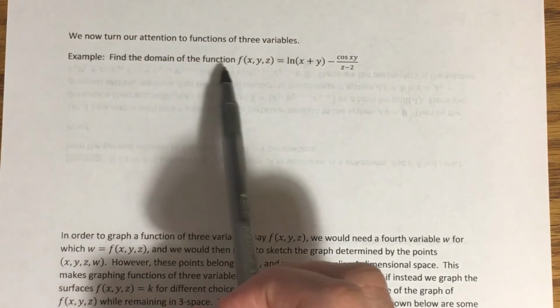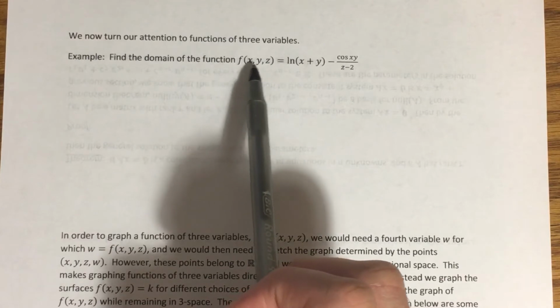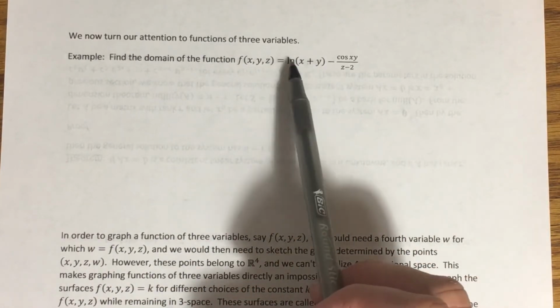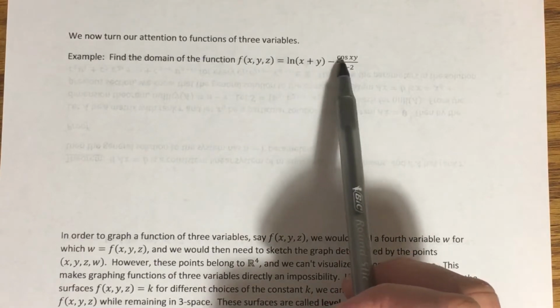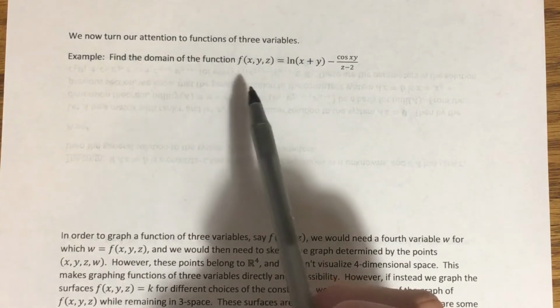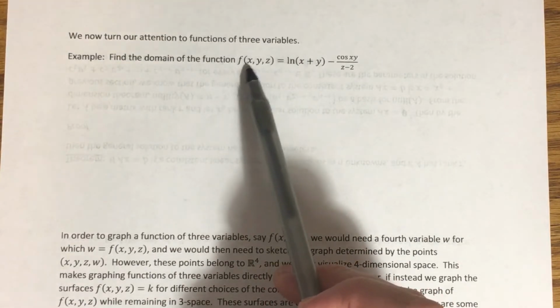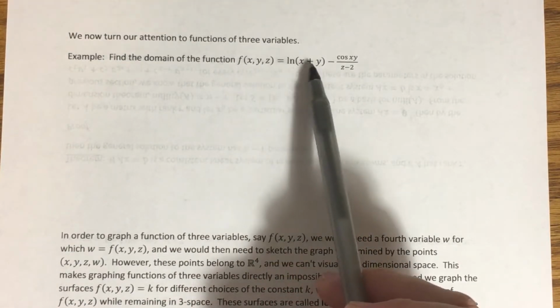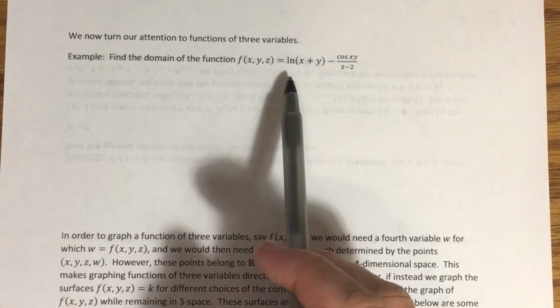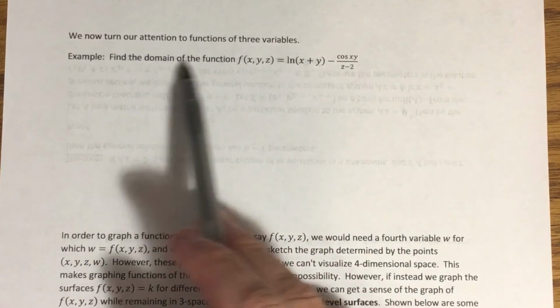This one, we want to find the domain of a function of the form f of x, y, z, given by this expression here, natural log of x plus y minus cosine of xy over z minus 2. And again, if I wanted to plug numbers into this, I'd be plugging an x and a y and a z into all of the corresponding variables here and producing that one output from that. But this is just asking for the domain.